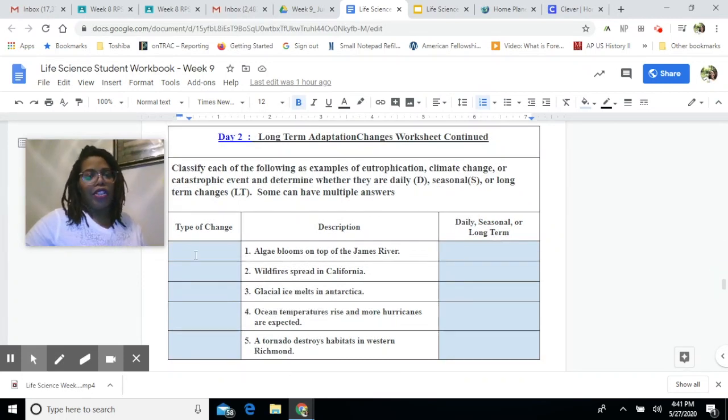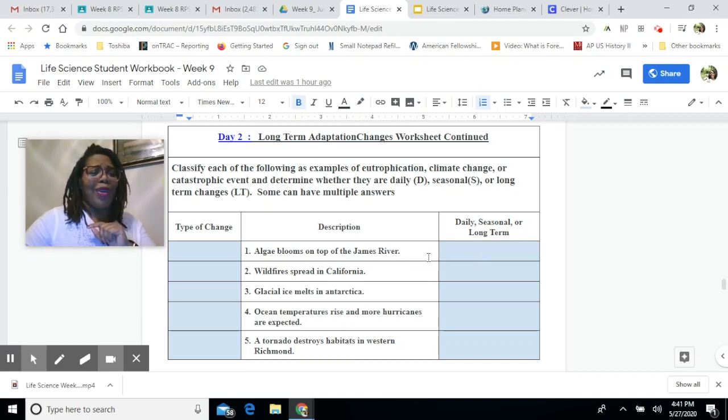Then at the bottom portion here, I gave you a description of some different events, and I want you to classify them as either an example of eutrophication, climate change, or a catastrophic event based on the notes that we took. Which one would they be qualified as? And then I want you to say, would this event be daily, seasonal, or long term? This should be pretty easy to figure out because this whole section, LS10 B and C, is on long-term changes. Just a hint.